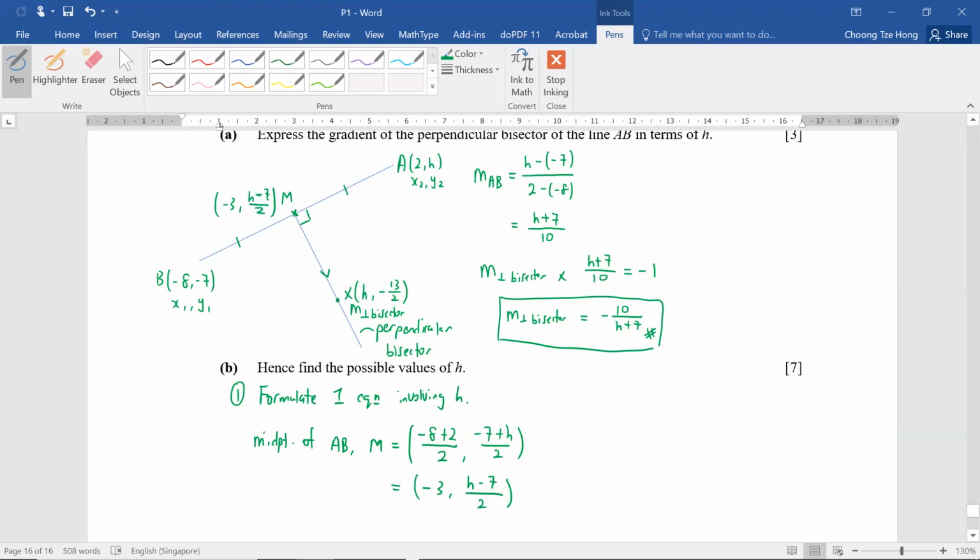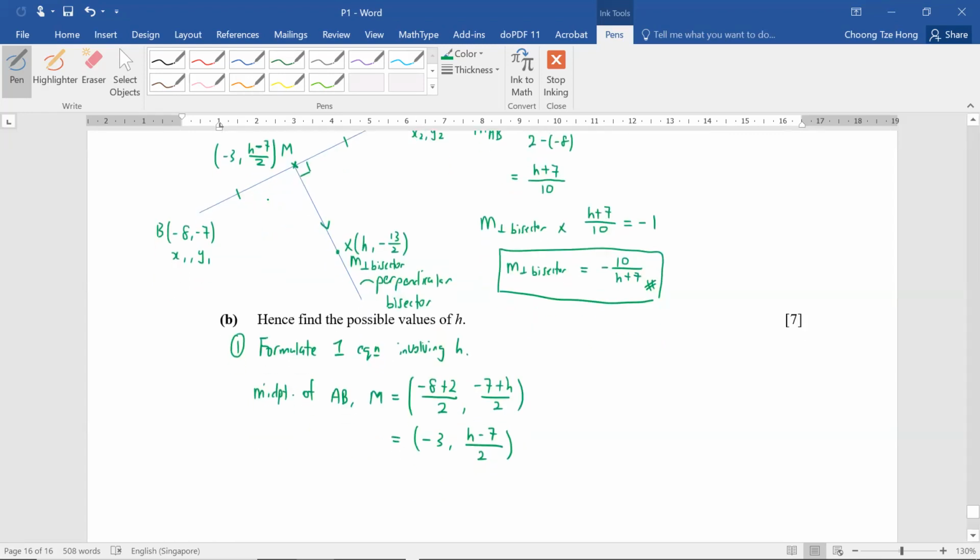So this is the coordinates of M. Then with the coordinates of M and with the coordinates of X, I can find the gradient of MX, and then I equate it to the gradient of the perpendicular bisector and solve. So let's find the gradient of MX. Same thing, y2 minus y1, right? So it will be (h - 7) over 2 minus negative, be careful, negative 13 over 2. So this one will now be y2, x2, x1, y1. So this minus this over -3 minus h.